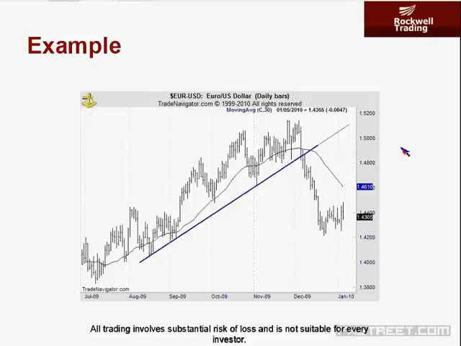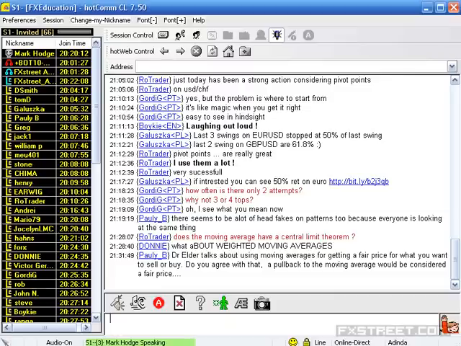Well, Paulie, I think that's a good concept. Paulie says Dr. Elder talks about using moving averages for getting a fair price for what you want to buy or sell, and that's the concept behind using a moving average to reference price.